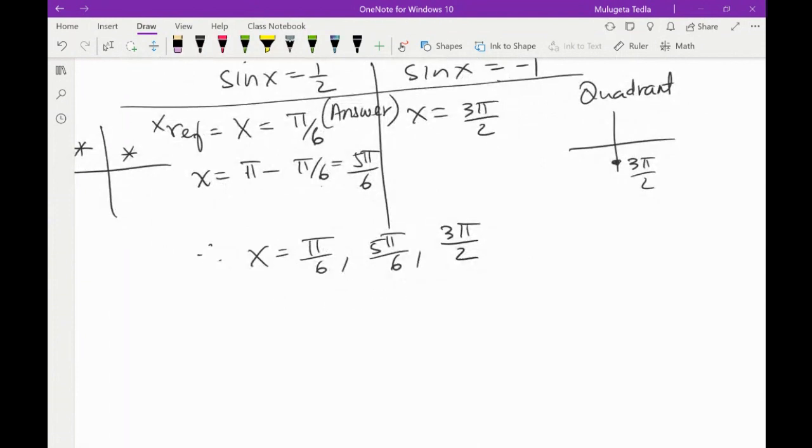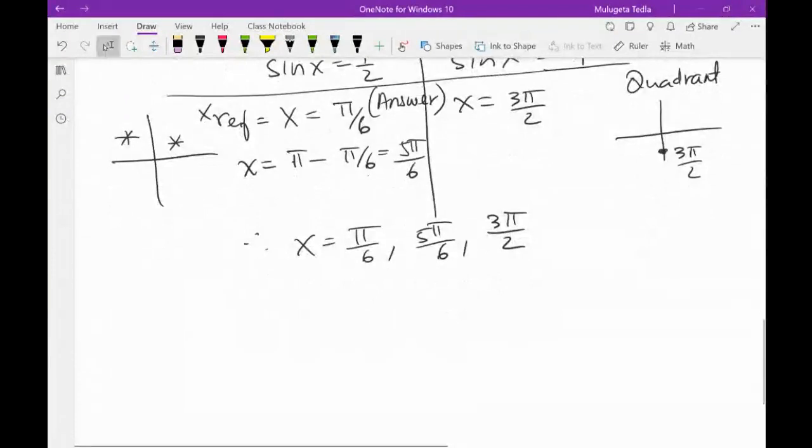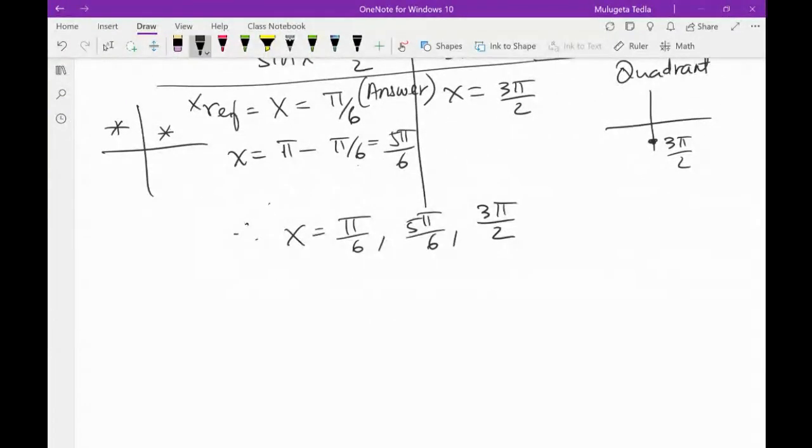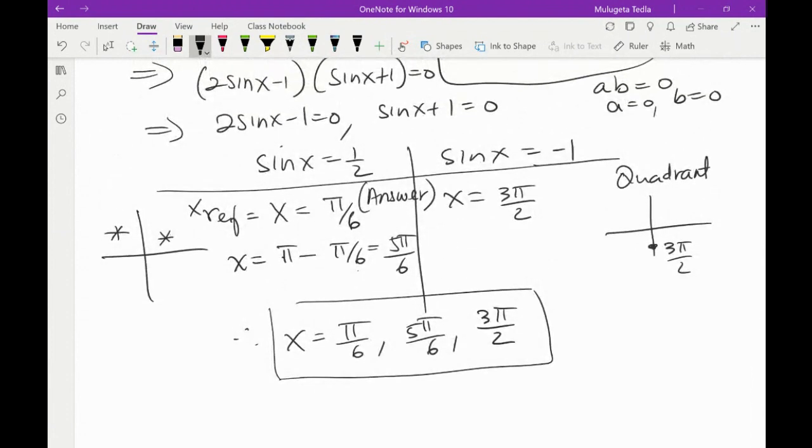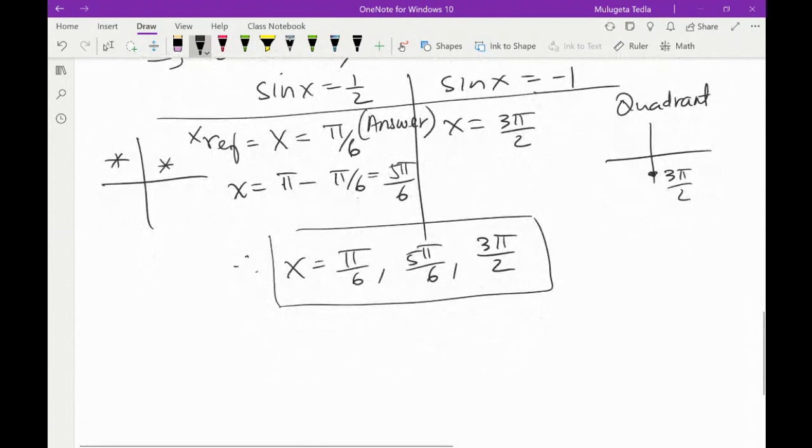What's pi by 6? Remember, I gave you a review. Pi by 6 is 30 degrees. If you're using your calculator in degrees, if you do second function of 1/2, you will get 30 degrees. 30 degrees is pi by 6.